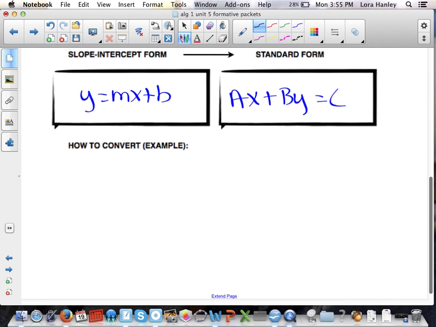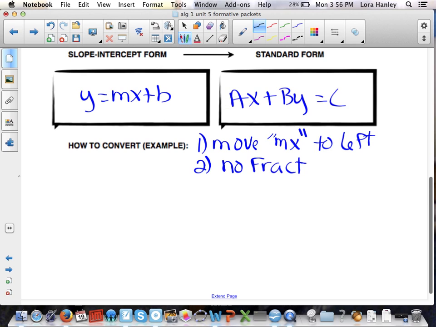Well, this time your steps are opposite here. So you first want to move mx to the left. And then you have to follow your rules. So remember, we want no fractions, and we need ax to be positive.